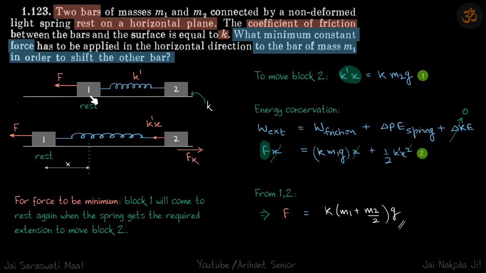We have two masses m1 and m2 that are kept on a rough surface, and the friction coefficient is given as k, and we have a spring connecting them. This k dash, the spring constant, we have assumed is not given in the problem. We need to find the minimum constant force F that we start applying on the first mass such that the second mass will move.